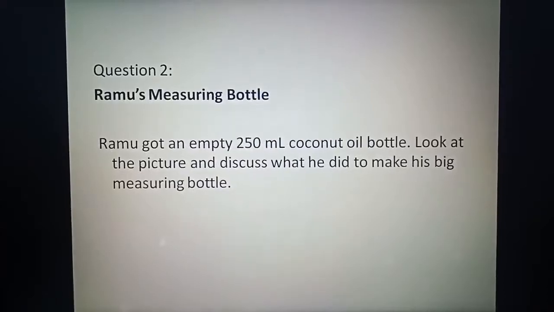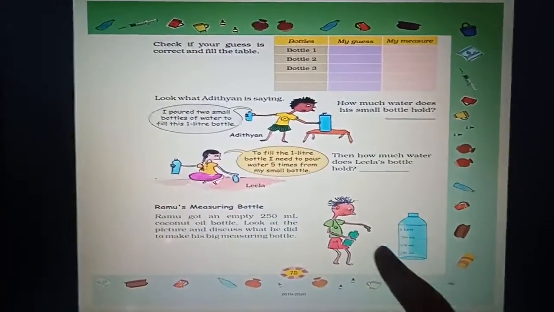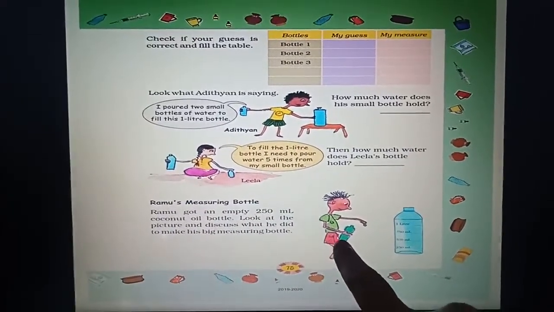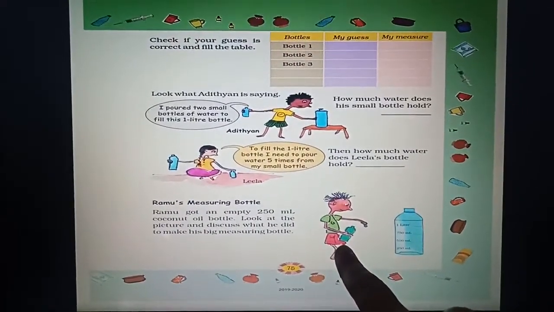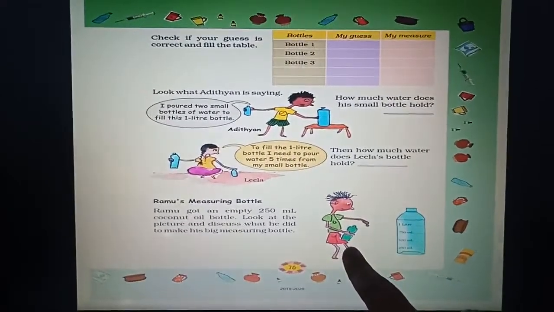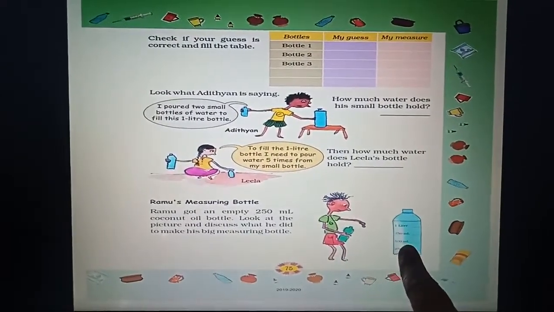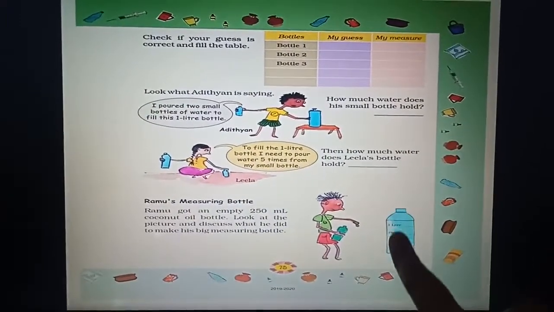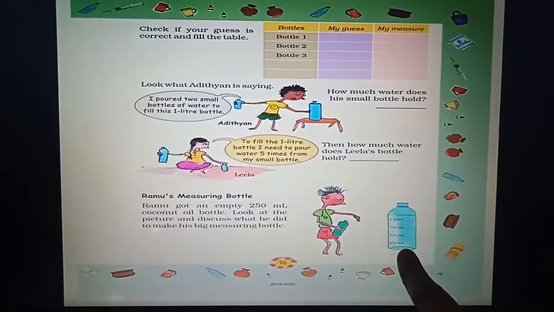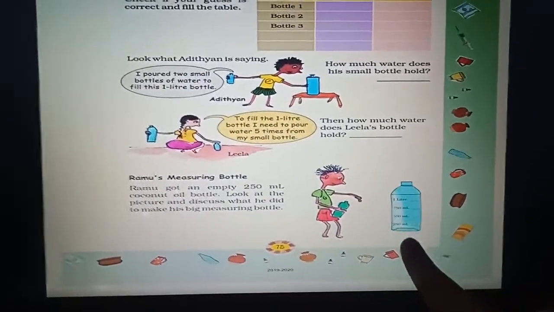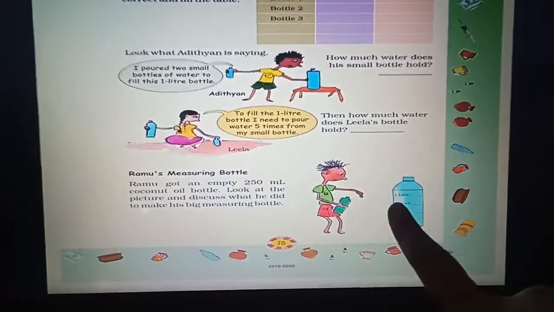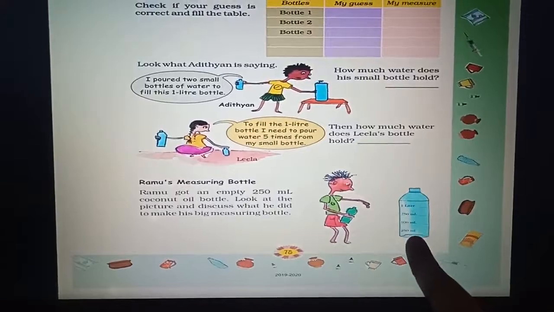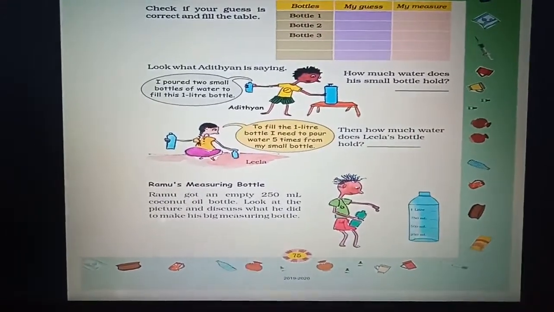So here you can see that this is Ramu. Ramu got an empty 250 milliliter coconut oil bottle. This is the 250 milliliter coconut oil bottle. Look at the picture and discuss what he did to make the big measuring bottle. From this bottle, how he has filled this measuring bottle, how he has taken the measurement. Here you can see measurement is written, that is 250 milliliter, 500 milliliter, 750 milliliter and 1 liter. How he has taken the measurement. Okay.